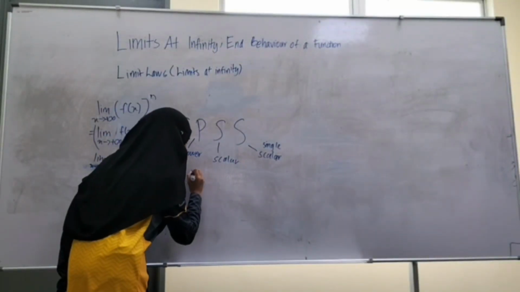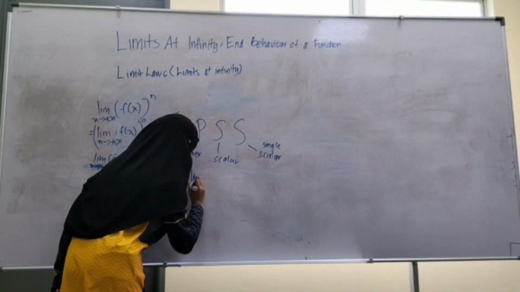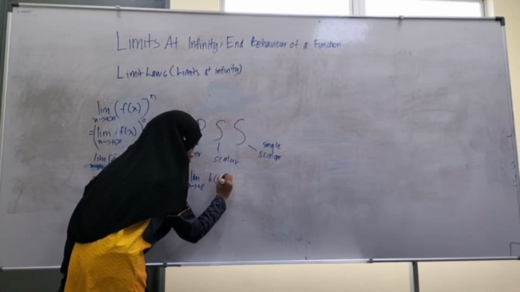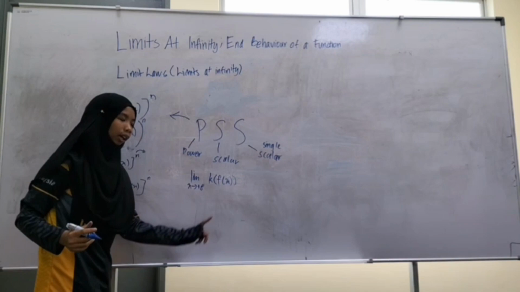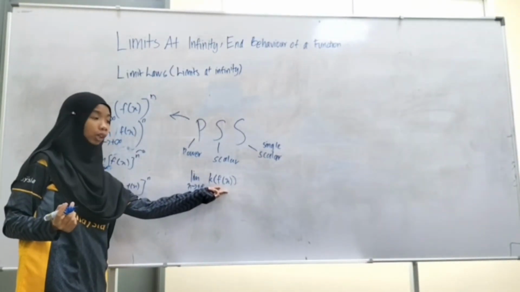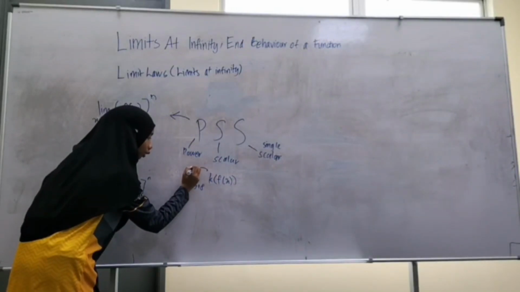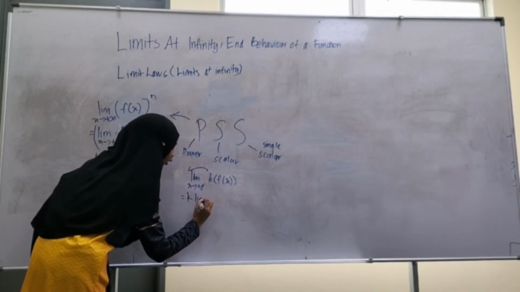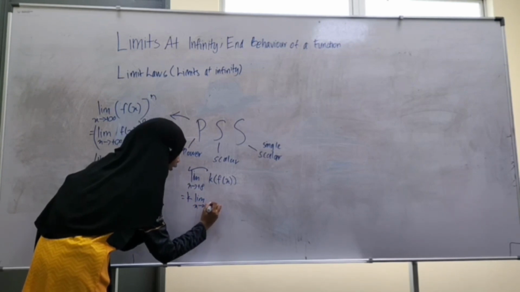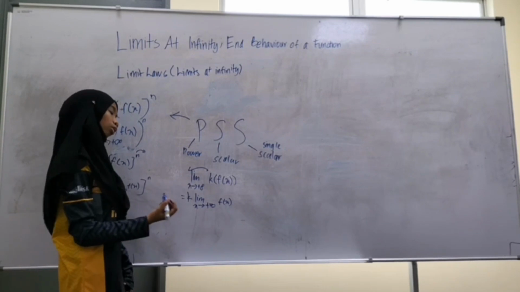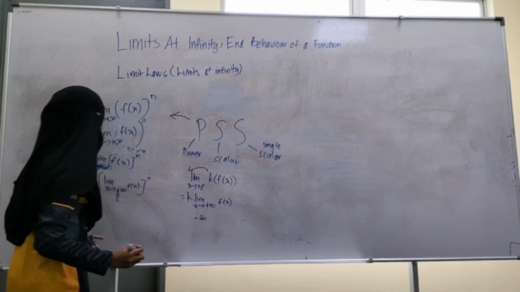Now what about scalar? For example, if the limit x approaching positive infinity has a scalar that you can extract from the function, then you can take it out. The same thing happens. So it would be equal to k times the limit as x approaching positive infinity of f(x). And the same would apply for negative infinity, just as listed.